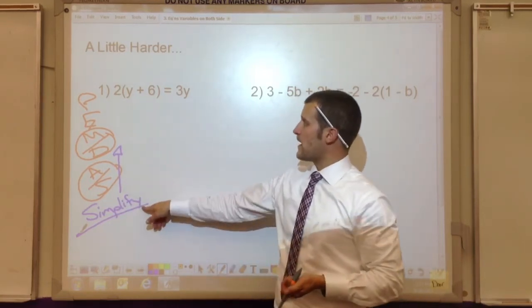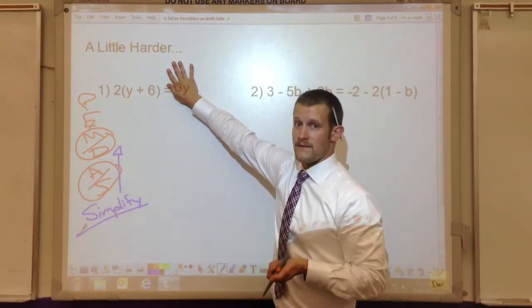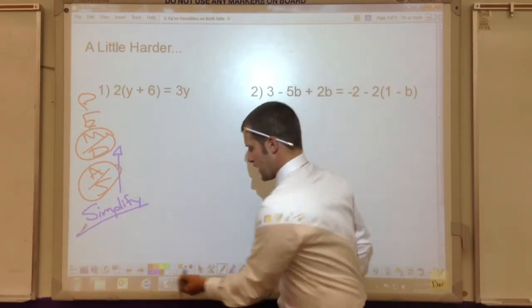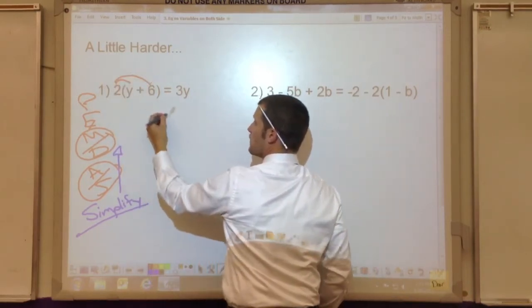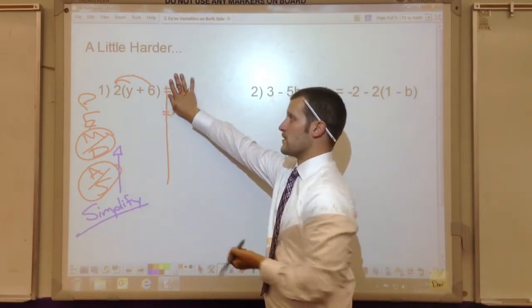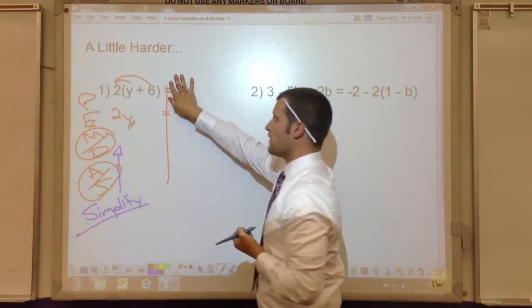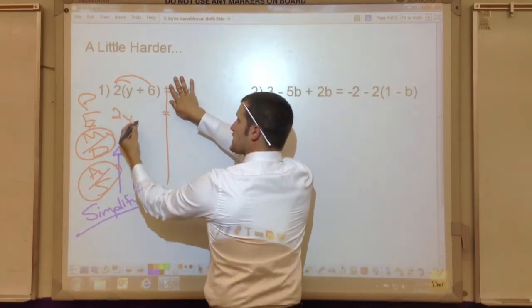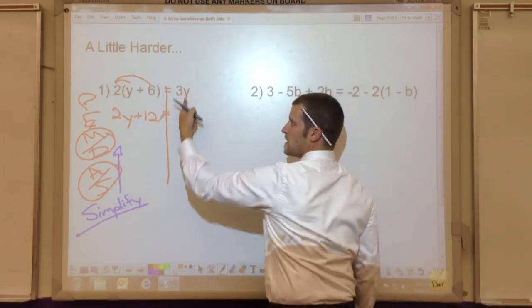So, to simplify, I'm going to look at the left-hand side and say, can I simplify this stuff on that left-hand side? Well, sure I can. To simplify that, I can distribute this 2 through. So, work with that first. 2 times y gives me 2y. 2 times 6 gives me 12. The other side is just 3y.